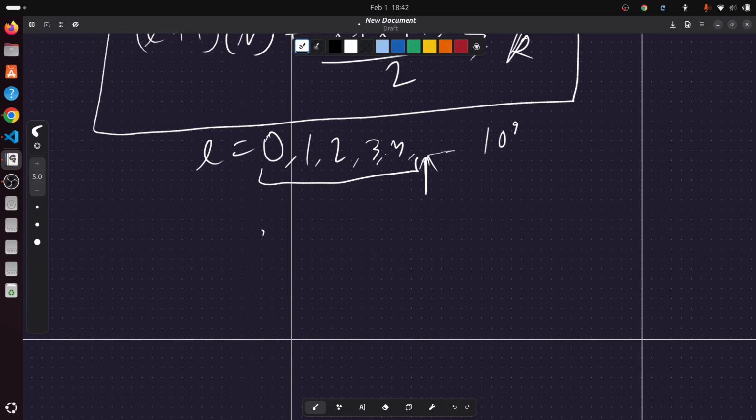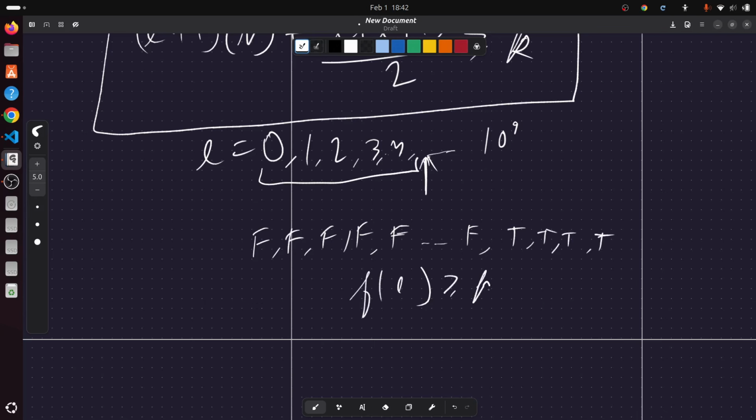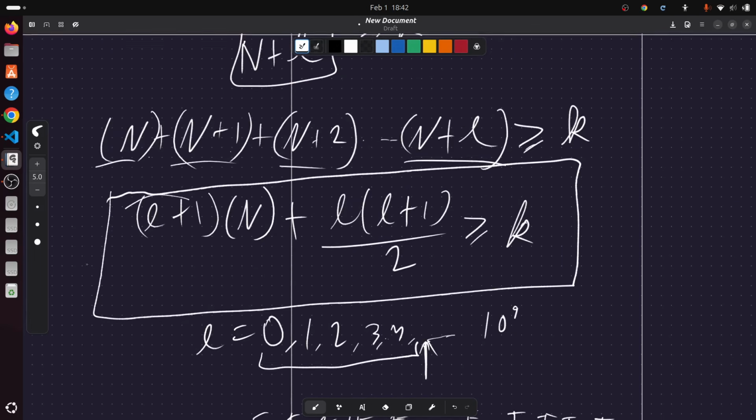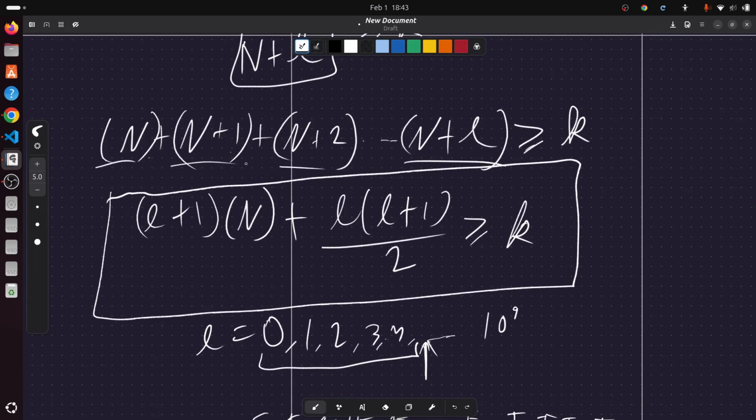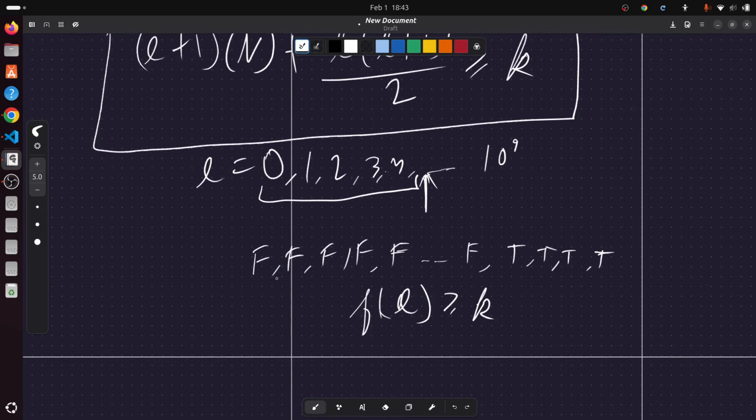So you can write this as false, false, false, false, false, depending on whether or not this value is greater than or equal to k, right? Until some point you will get false, and then after a value of l, it becomes true. What becomes true? Whether or not f of l is greater than or equal to k. This statement becomes true after some value of l, because this function is increasing, right? The more years, the more beans. So this is what the function looks like; it is monotonic, right?